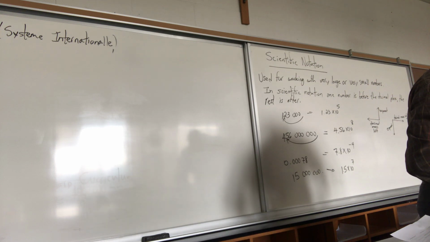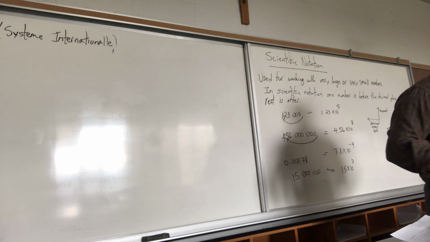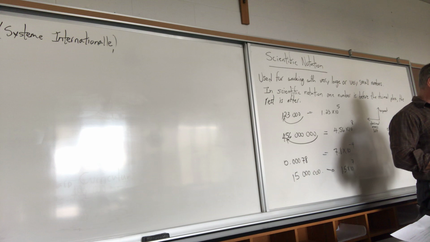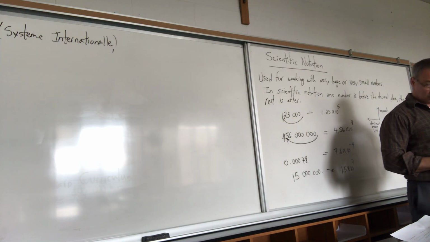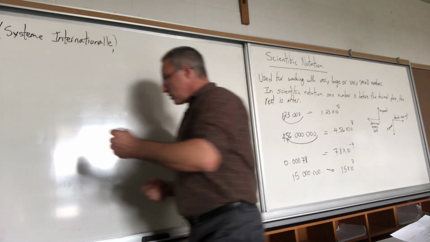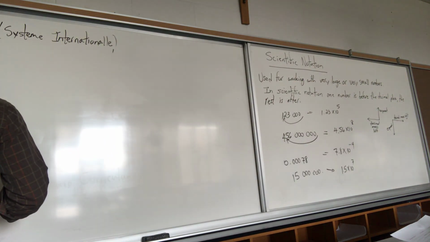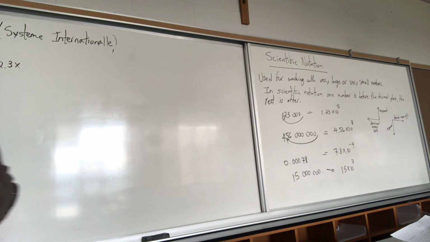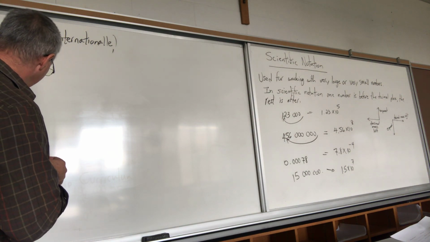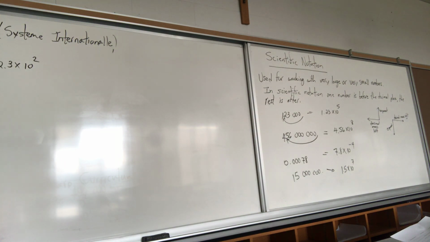What about Kate? Where am I going to put the decimal to make it scientific notation? Between what two numbers? 2 and 3. Right. So I want to move it from here to there. So 2.3. And how many times did I jump to go from here to there? Twice, 2 jumps. So it's going to be 10 to the power of 2. See? Very easy, guys. There's nothing to it.